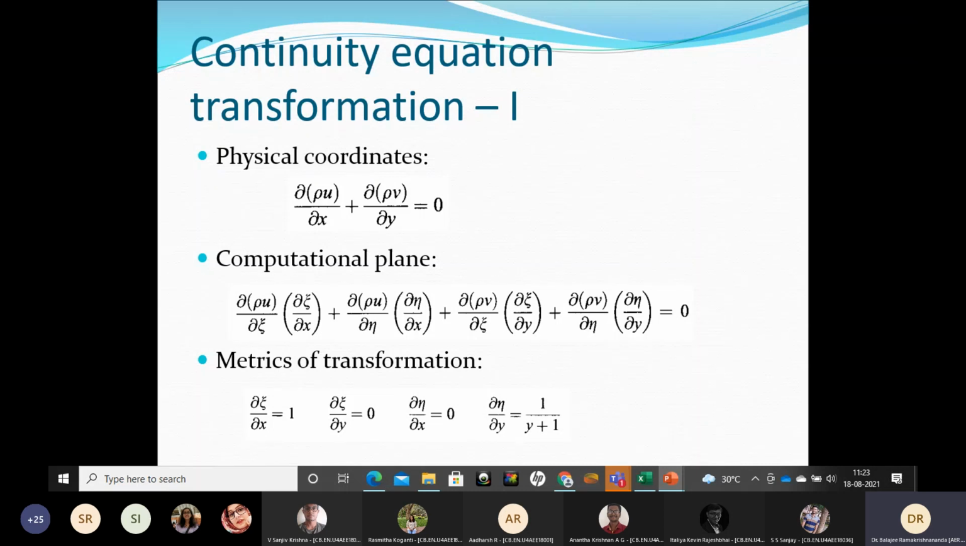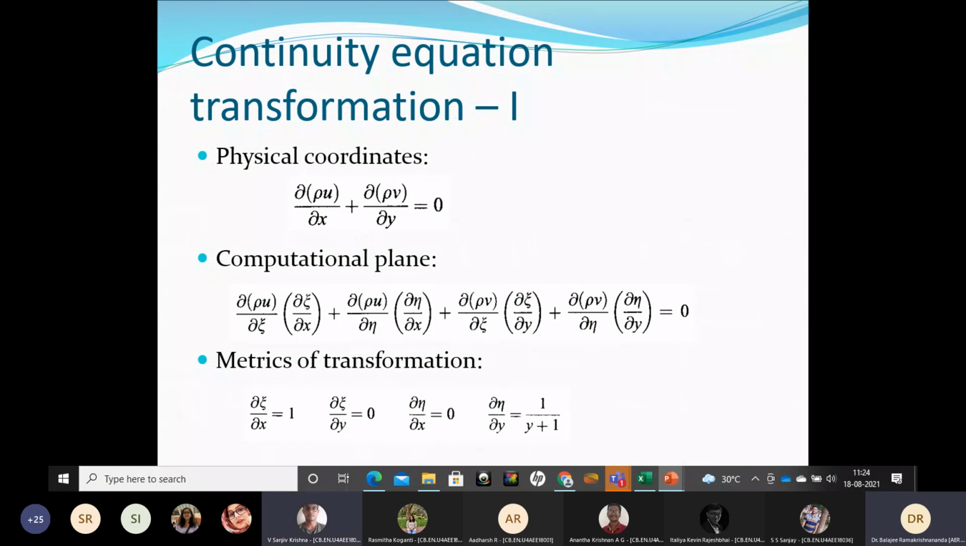Now we have a straightforward relationship between z and x, that is eta. x and y can be expressed as functions of z and eta. We have x is equal to z, so dou z by dou x is 1, and there is no eta term there, so dou z by dou eta is 0. Dou z by dou y is 0, since z is equal to x. Then we have eta. What is the expression for eta?